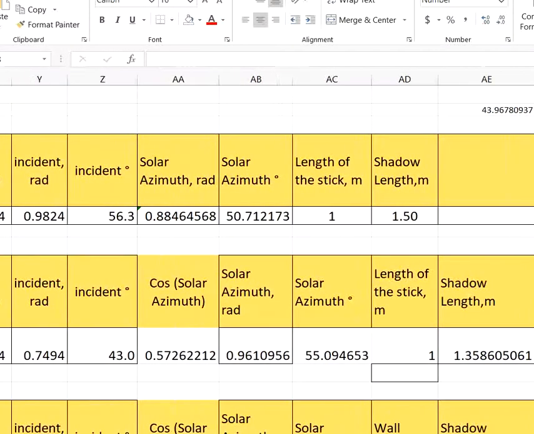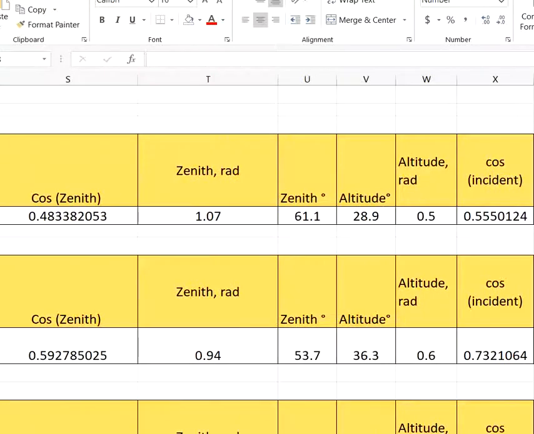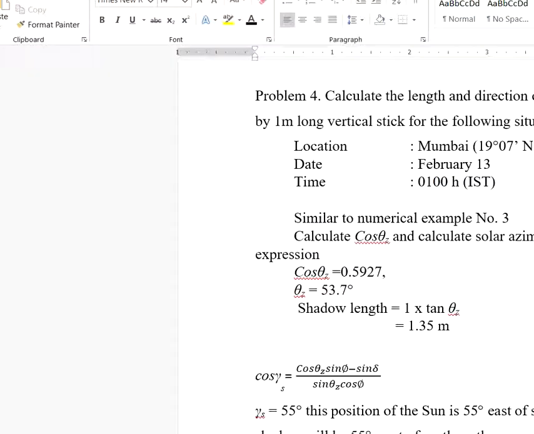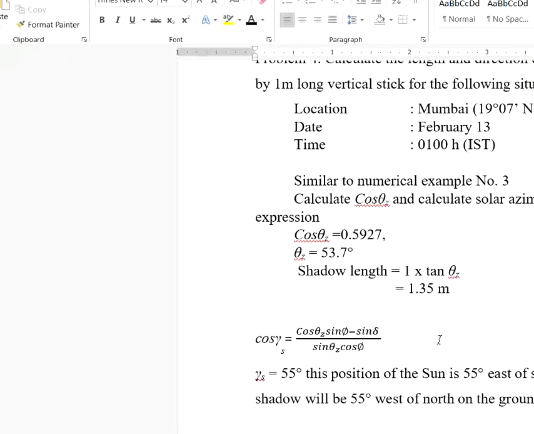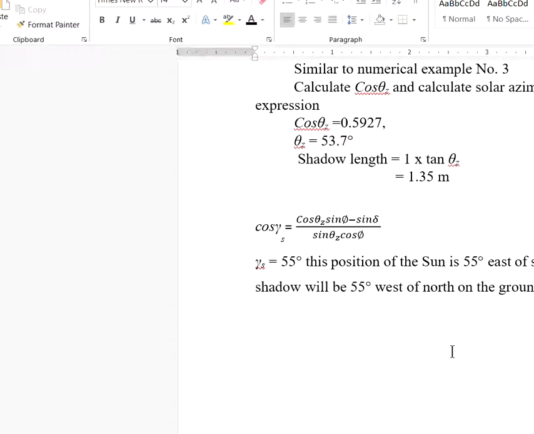Now here we have calculated the zenith angle. Cos of zenith angle, cos theta z, is 0.5927. So theta z comes out to be 53.7 degrees. The length of the stick is given as 1 meter. So the shadow length is 1 into tan theta z, which comes out to be 1.35 meters.